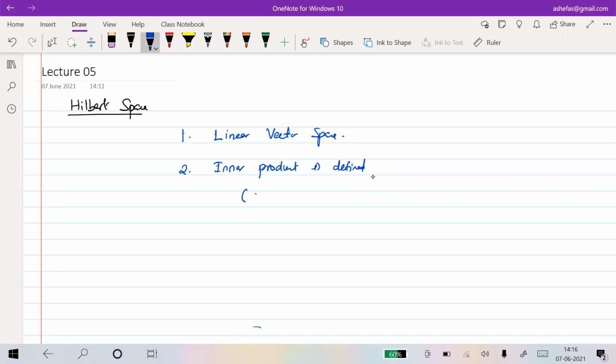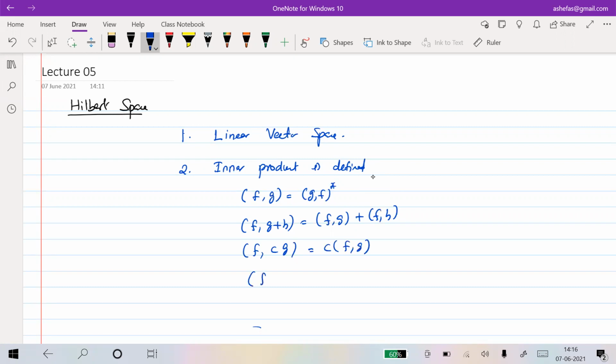What's in the inner product? So inner product, phi comma g, or better we can write f comma g, would be equal to g comma f complex conjugate, and f comma g plus h must be equal to f comma g plus f comma h, and so that's called the distributive property, and f comma c times g is simply c times f comma g, and the inner product with itself will always be a positive quantity.